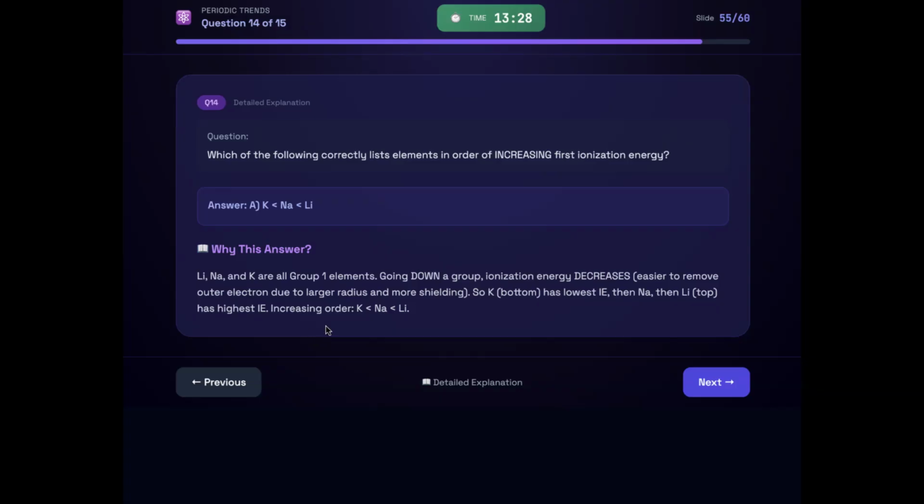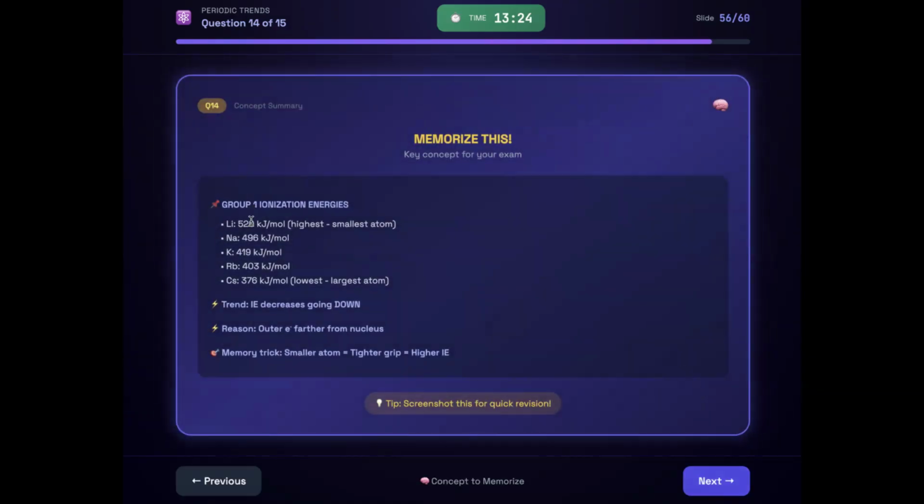Increasing order: K, Na, Li. Memorize this. Lithium has the highest ionization energy and the smallest atom, and cesium has the lowest ionization energy and the largest atom. The trend is that ionization energy decreases going down. Reason: the outer electron is further from the nucleus. Memory trick: smaller atom, tighter grip, higher ionization energy.